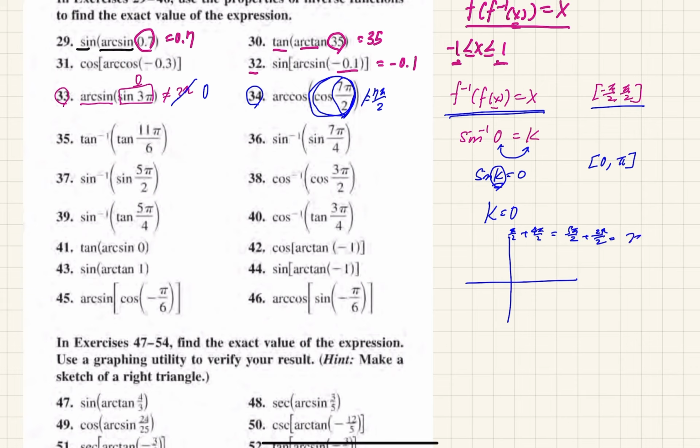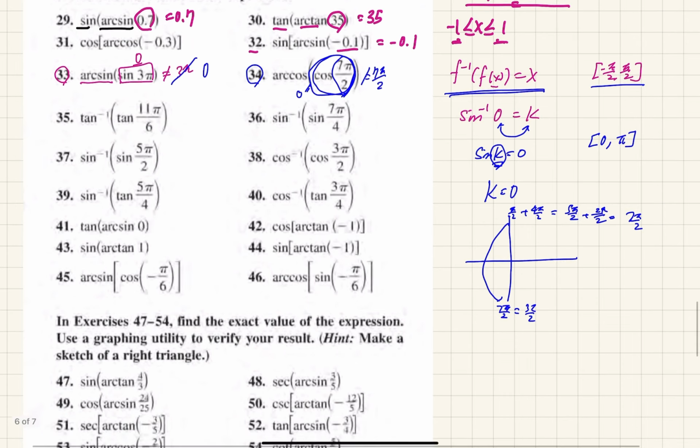It's like 7 pi over 2. 7 pi over 2 is here. So 7 pi over 2 is a coterminal angle of 3 pi over 2. What is cosine 3 pi over 2? Cosine 3 pi over 2 is 0, right? So this is 0.